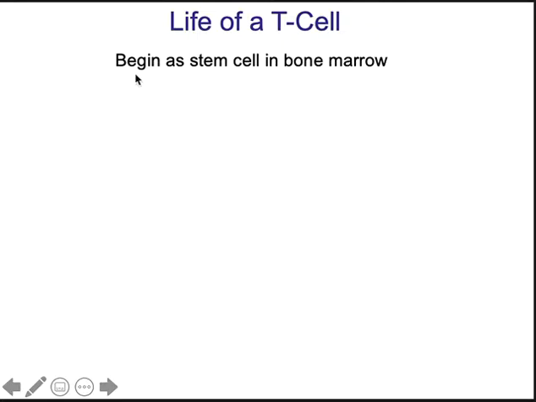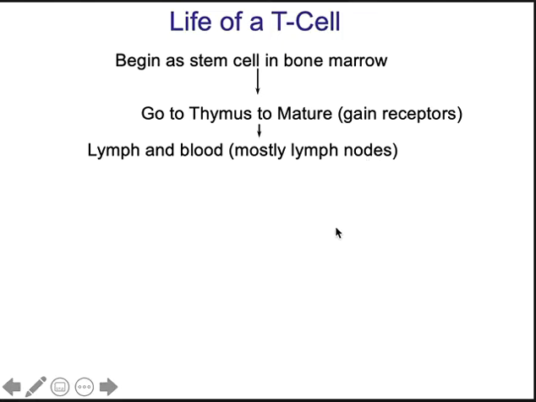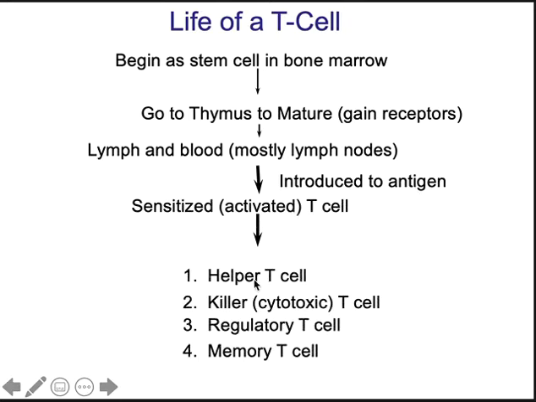So, life of a T cell. Again, it begins as a stem cell in the bone marrow, and then it will travel to the thymus and mature. This maturation process is to gain receptors. And then it will travel to the lymph and the blood, mostly lymph. And if it ever comes in contact with an antigen, it will become activated. And this could be a helper T cell, a killer or cytotoxic T cell, or a regulatory or memory T cell. Those are the 4 types of T cells.